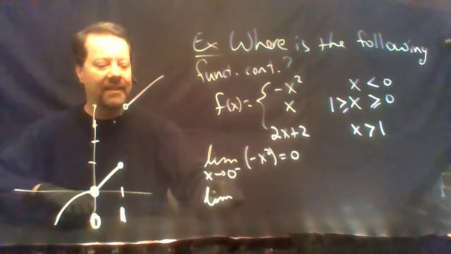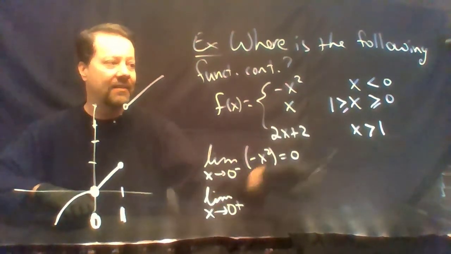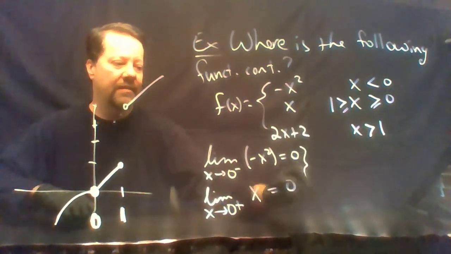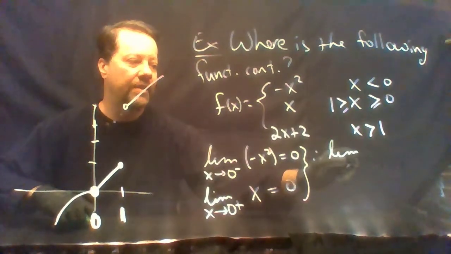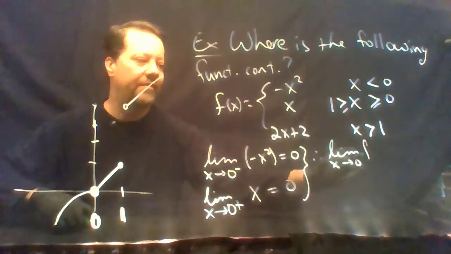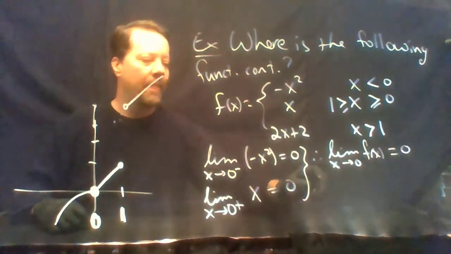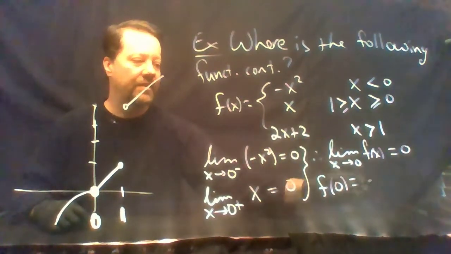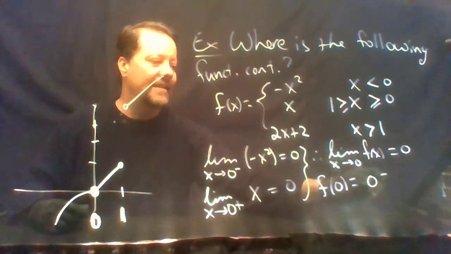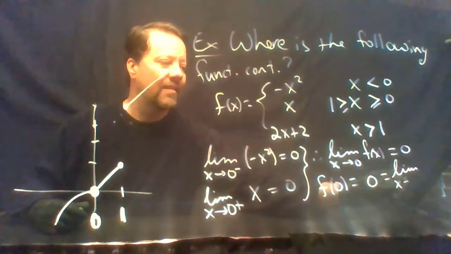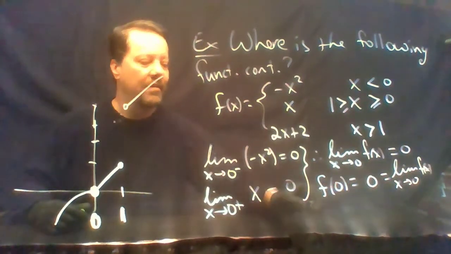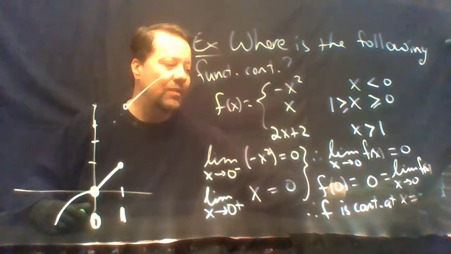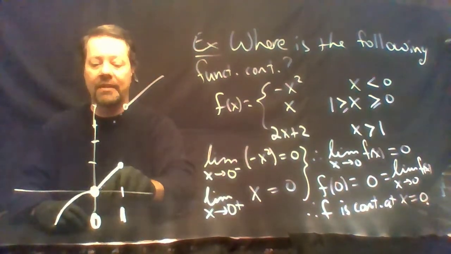We next calculate the limit as x goes to 0 from the right. To the right of 0, you have to use the x function, and that also gives you 0. These two together allow us to conclude that the limit as x goes to 0 of f of x equals 0. Finally, f of 0 is calculated by using this function, which gives us 0, and that's equal to the limit. Therefore, f is continuous at x equals 0, which you can see literally on the graph.